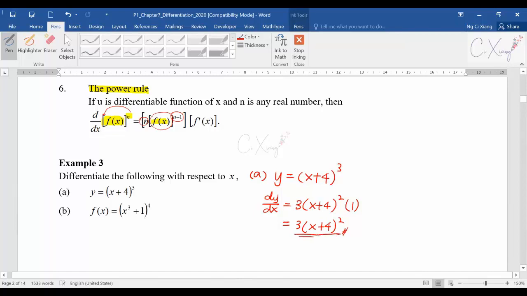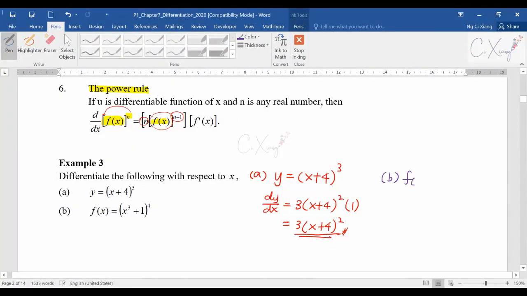So simplify your value, it should be 3(x plus 4) squared. If you compare this method with the chain rule that we discussed in the previous video, you realize that this is much shorter. So usually in exams, we prefer this method, the power rule.